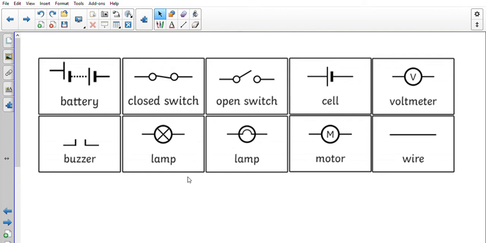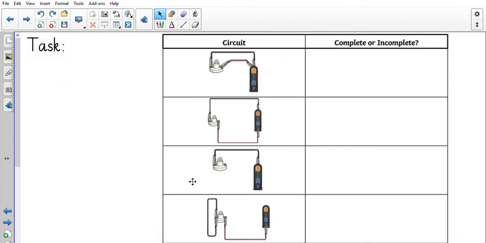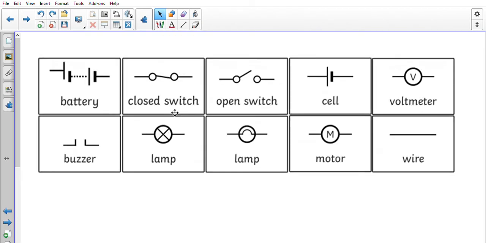So yesterday in our science lesson we looked at complete and incomplete circuits, and if you remember we saw the actual pictures. So we had the actual picture of a battery and of a bulb, the wire for example, but today we're going to look at drawing circuits.